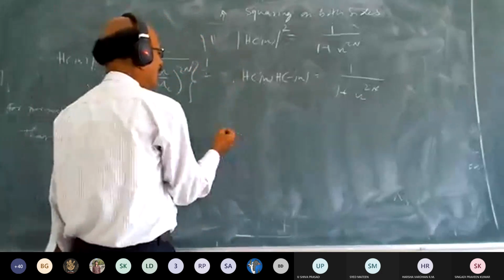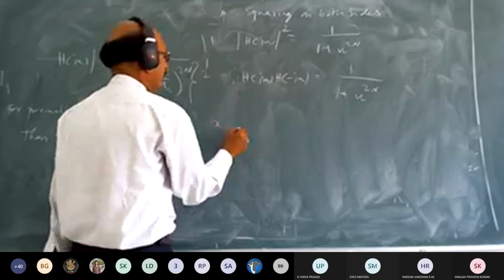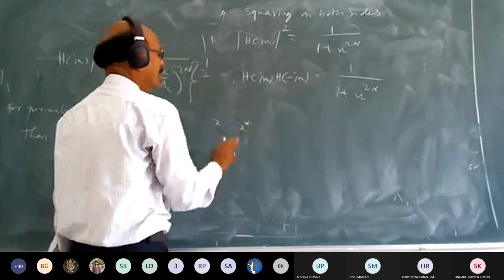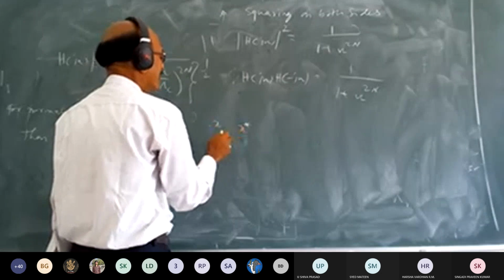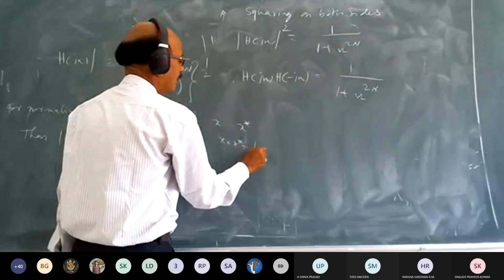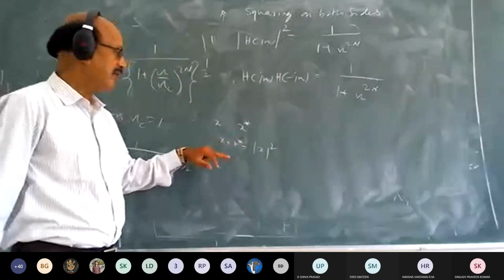We have seen already, suppose x is a complex quantity. The product of x into x conjugate is equal to the magnitude of x squared. This we have already seen in many cases.